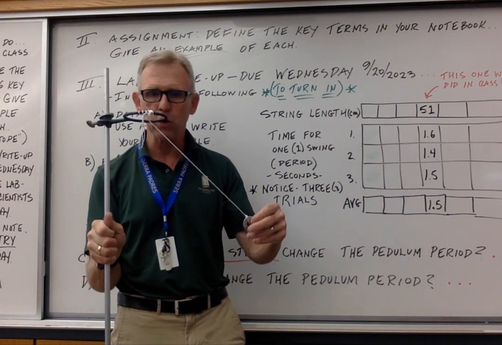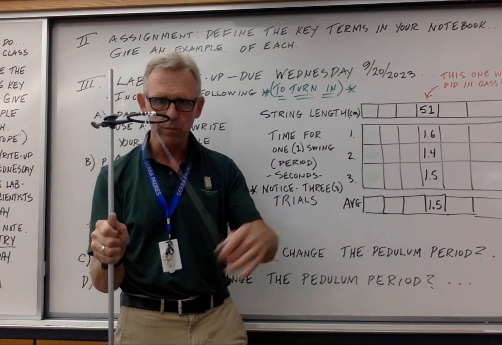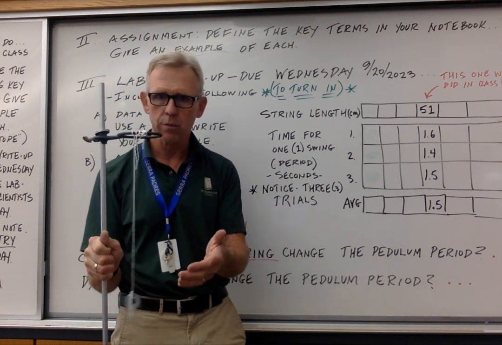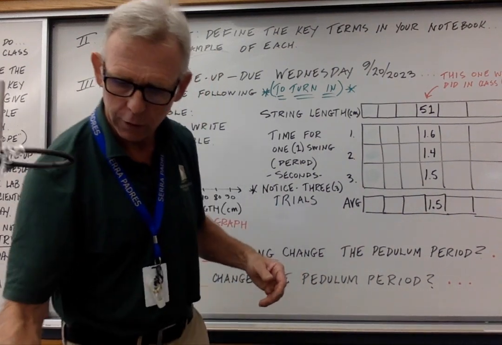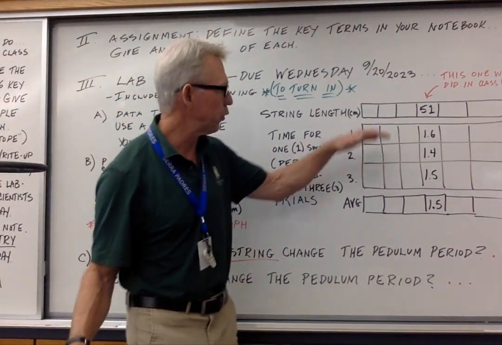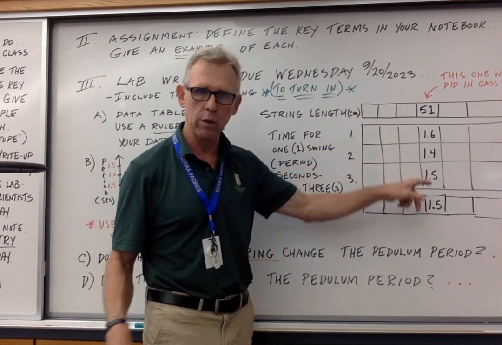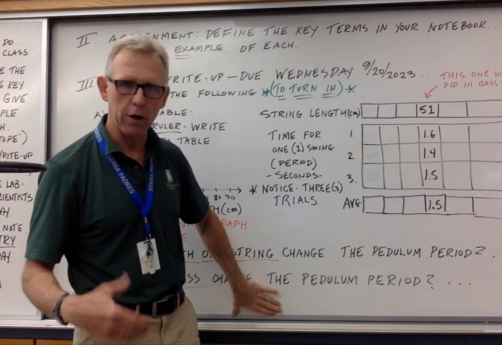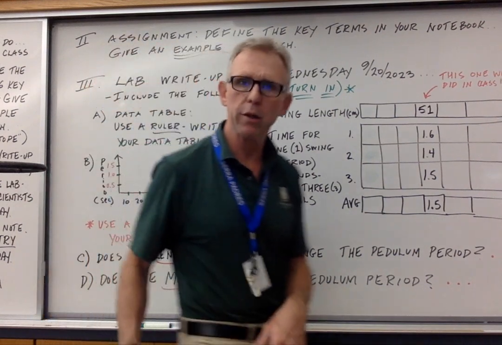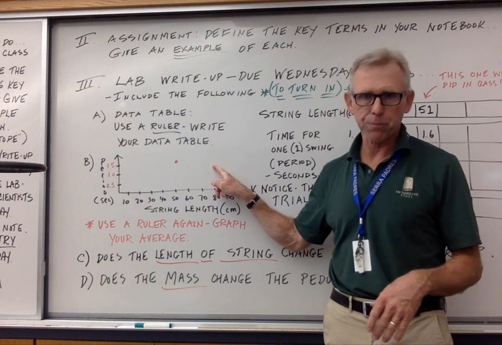Since it's really difficult to time one single swing, we would time 10 swings, see how long that took, and then divide by 10. Here is the data when we put it into a graph. We do 3 trials, and we take our average. Now, when we're taking our 3 trials and we take our average, our next step is going to be to put it on a graph like this.